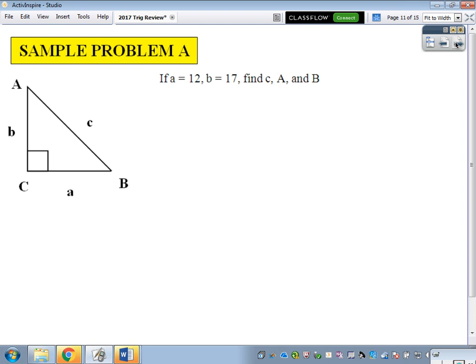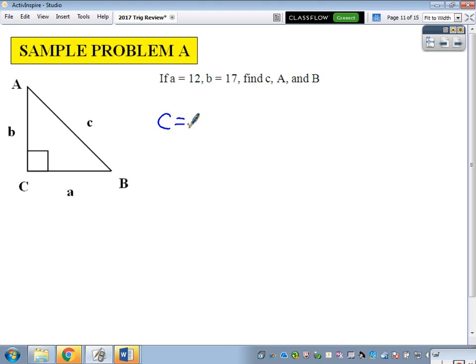Okay, so we have this right triangle, ABC. We are given the lengths of the sides A and B. We're going to find length C and angles A and B. So how many answers in total should we have? 3. Okay, let's start at the very beginning. We are trying to solve for C, the hypotenuse. So we need to have a C equals equation.